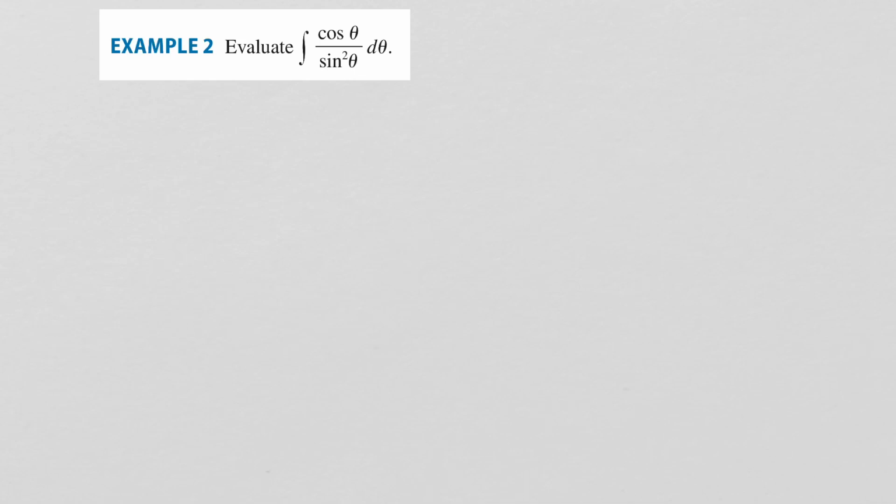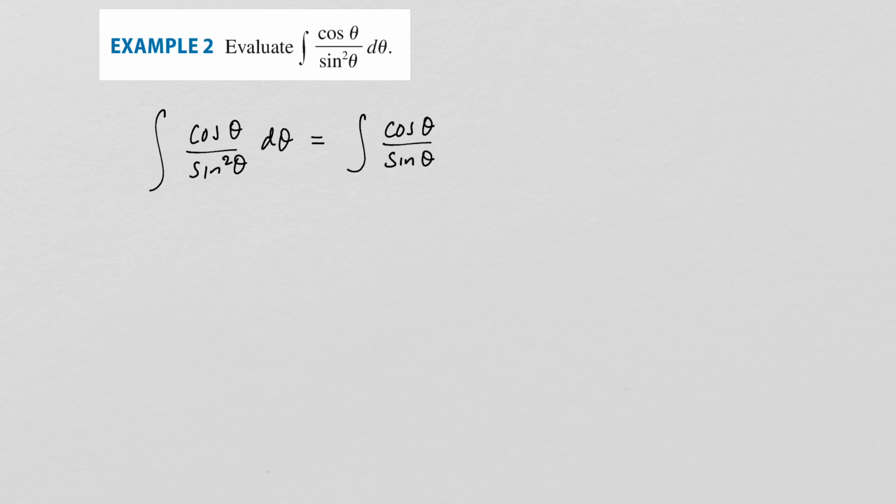Here we wish to find the antiderivative of cosine of theta over sine squared of theta d theta. Sometimes you have to be a little bit creative to do antiderivatives. So notice that we don't know what the antiderivative of this function is. But if we algebraically manipulate this, we can rewrite this as cosine of theta over sine of theta multiplied by 1 over sine of theta d theta.